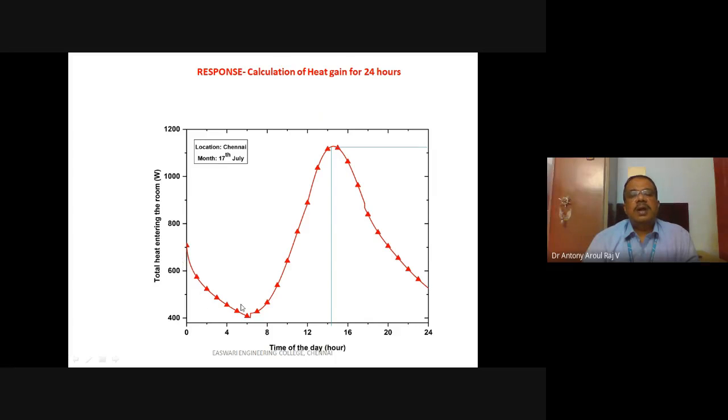So this is the heat load inside the building for the 17th July. This is for 24 hours. So now you have understood how to simulate for 24 hours. This program we have written ourselves, and it has been written in MATLAB.